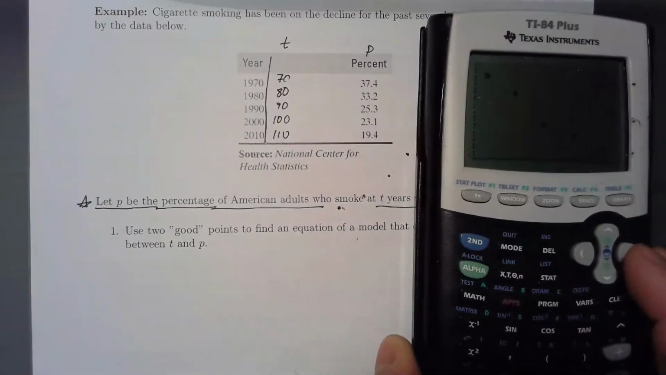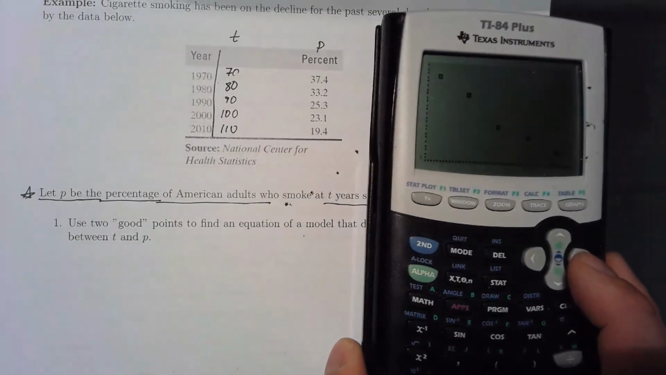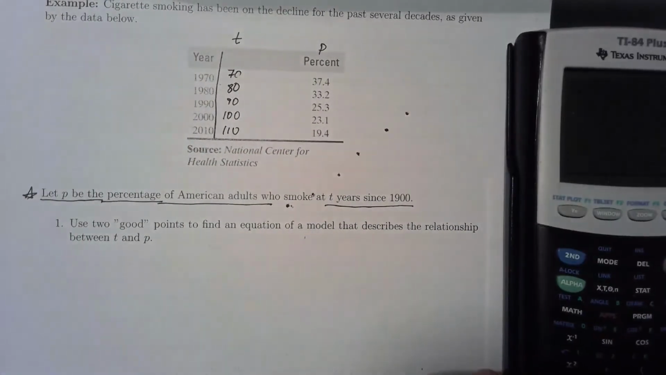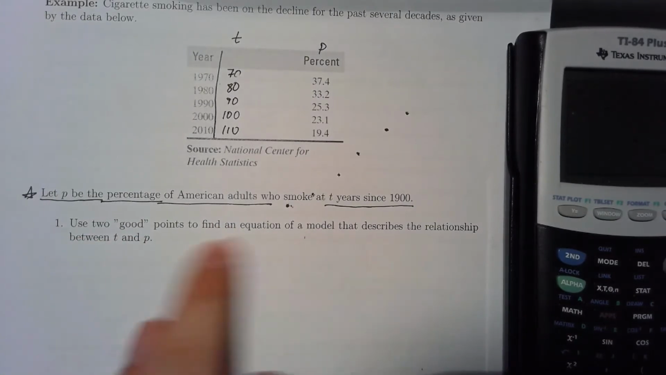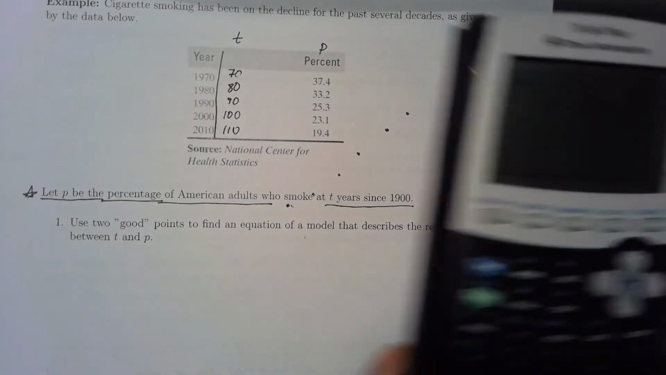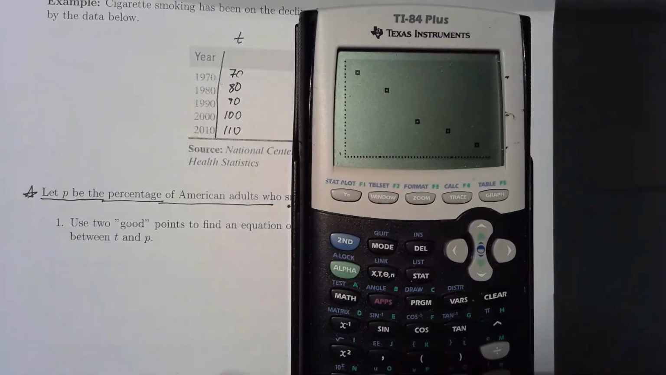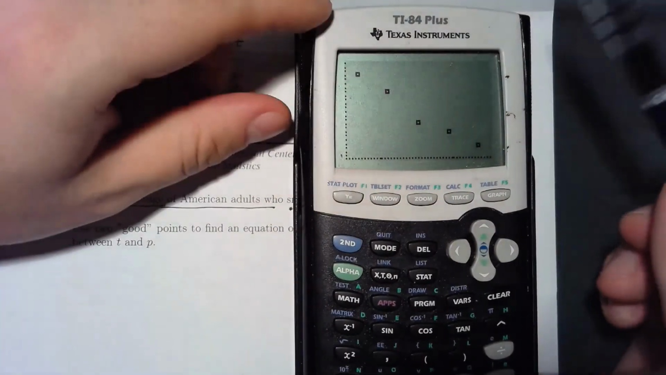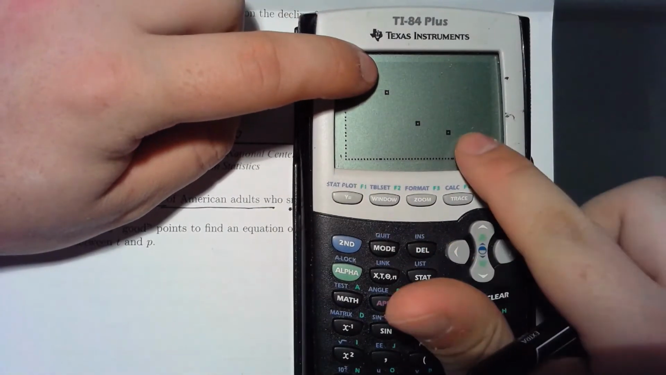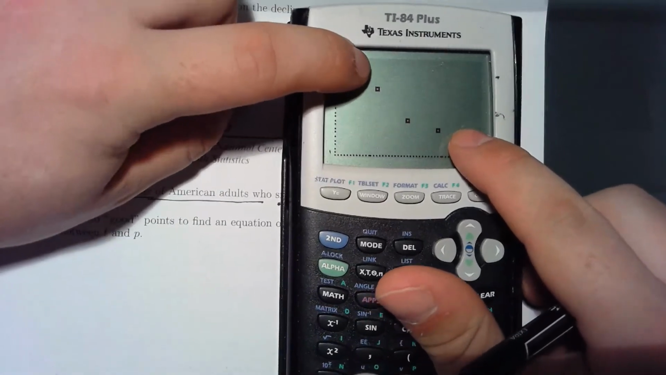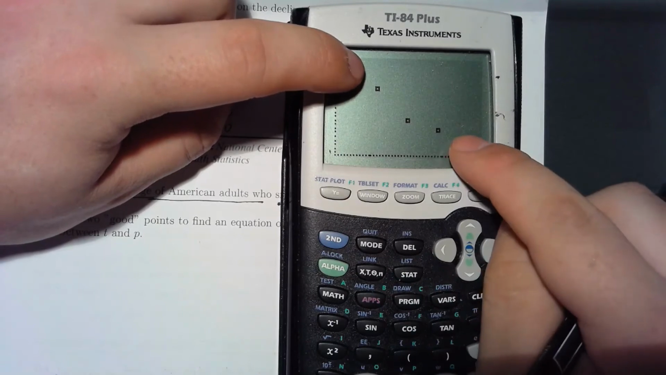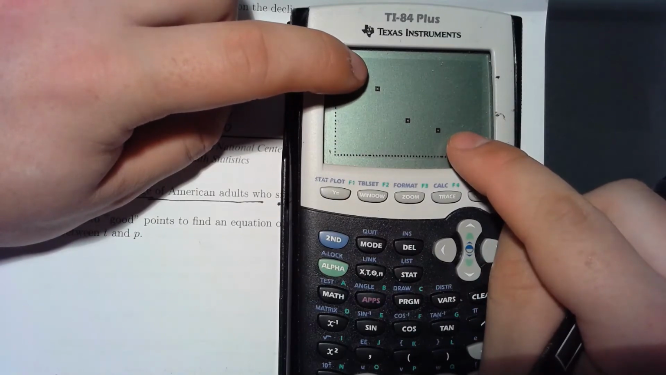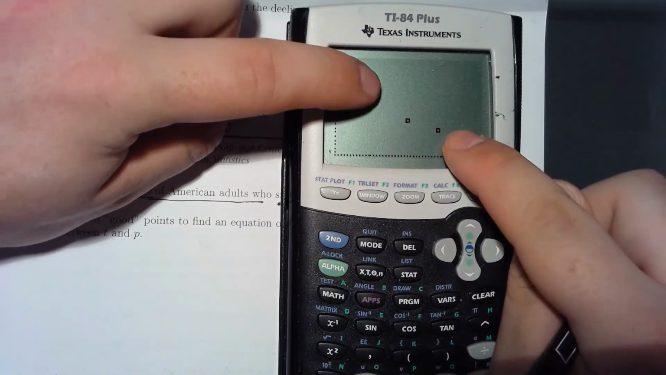Let me bring this over here and put that to the side. Let's look at question 1. Use 2 good points to find an equation of a model that describes the relationship between t and p. When I say find 2 good points, I'm saying eyeball it. We don't care about the first one or the last one. So I have the choices between 2, 3, and 4. I can either pick 2 and 3 or 2 and 4.